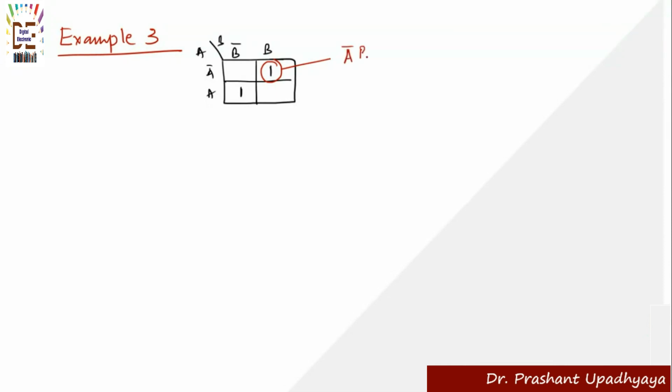We have to write this answer. What is this answer? A bar B. And what is the answer of this? We are going to write A B bar. So what will be my Y? Y will be equal to A bar B plus A B bar. Example of a 3 variable.